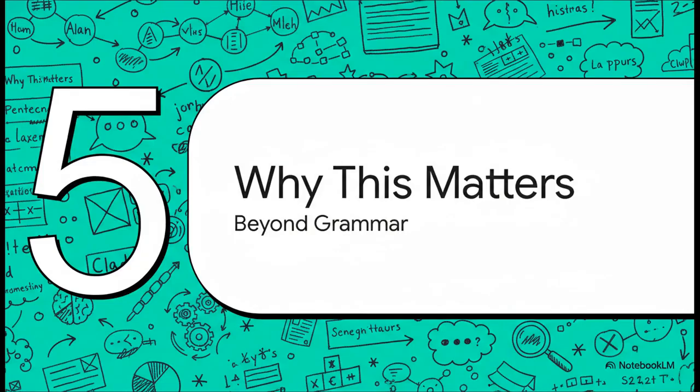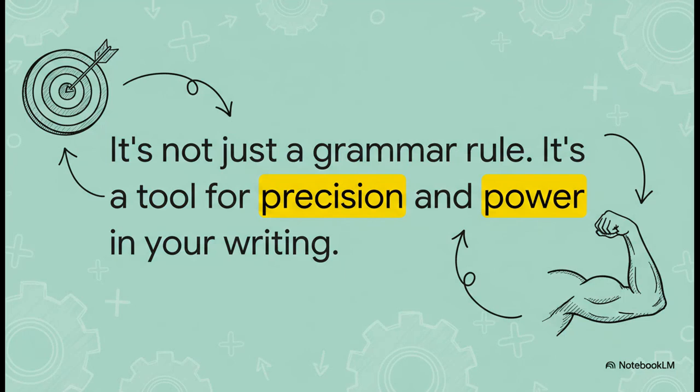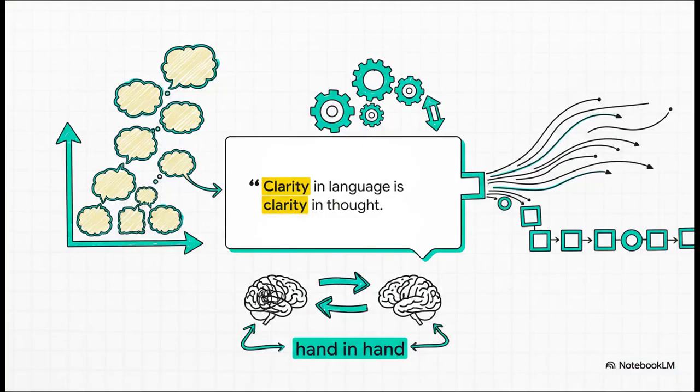Okay, so let's zoom out for a second. Why does any of this actually matter? I promise you it's about way more than just passing some grammar quiz. Look, this isn't just some dusty old grammar rule. It's a tool for making your writing more precise and way more powerful. Getting a handle on these clauses lets you get rid of any confusion and helps you express really complex ideas with total confidence. And there's this great quote that really sums it up. At the end of the day, when you force yourself to write clearly, you're also forcing yourself to think clearly. The two just go hand in hand.